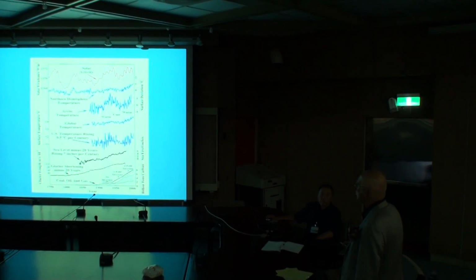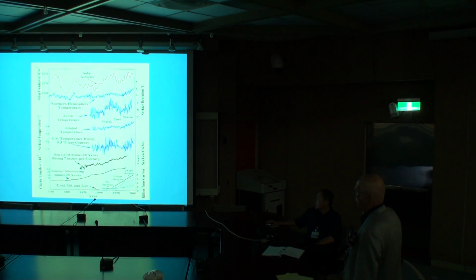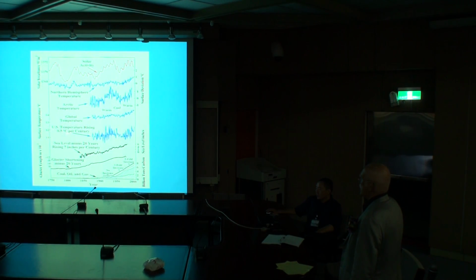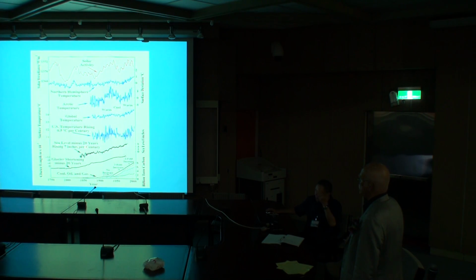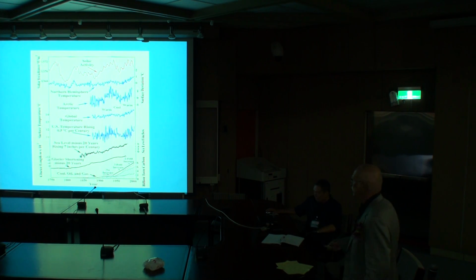On this slide, we've got several things combined. Here's the solar activity plot, 1750 to 2000. And here's northern hemisphere temperatures. Here's Arctic temperatures. Here's global average temperature. Here's U.S. temperature rising at 5 degrees C per century. And here's the sea level minus 20 years, because that lags behind temperature increase. Okay, so minus 20. And there's glacier shortening minus 20 years, same thing.